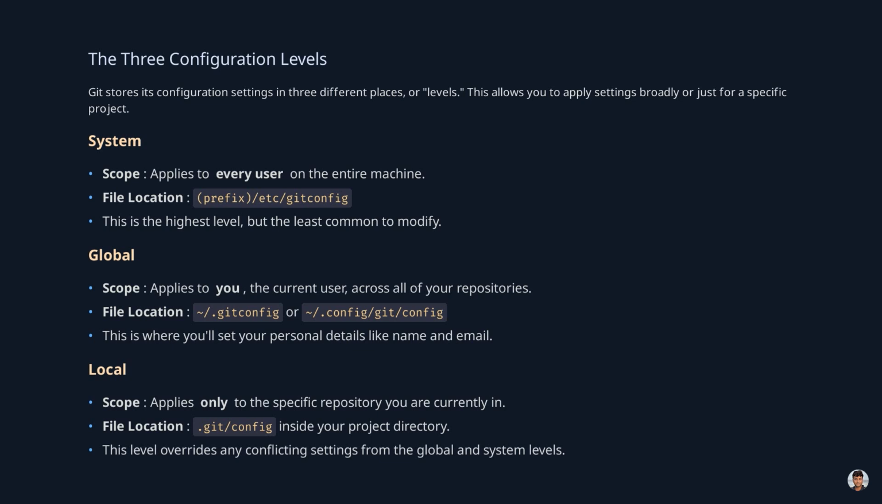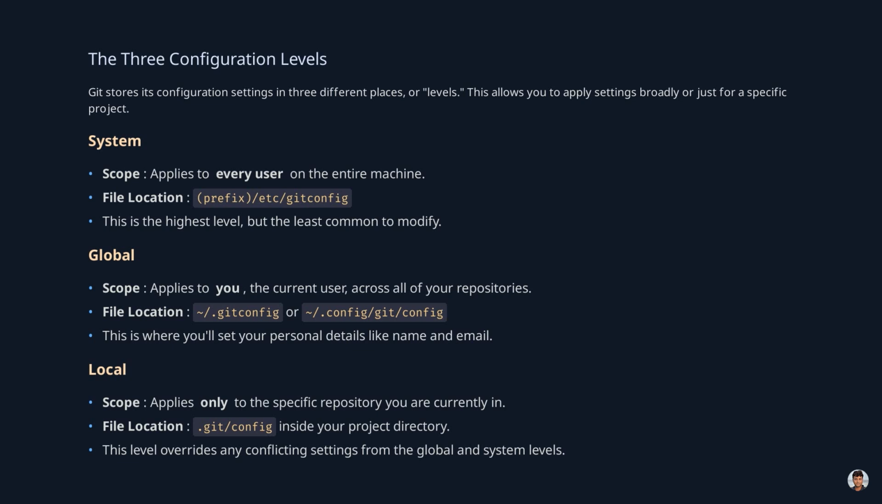Git's configuration is not stored in just one place. It is organized into three different levels. First, there is the system level. This setting applies to every single user on your entire computer. You will rarely need to touch this one. Next, and most commonly, is the global level. These are your personal user-specific settings. They apply to every single Git project you work on as your user account. This is where you will set your name and email.